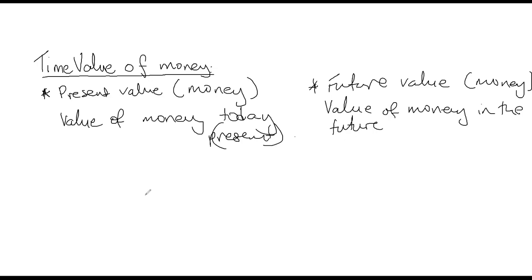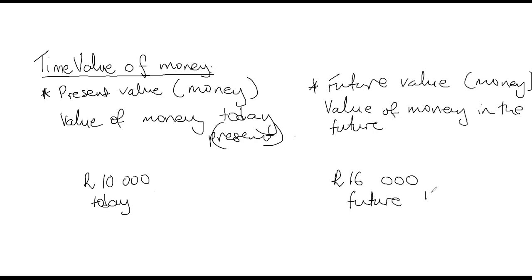You might find that if you deposit 10,000 Rand today in the bank, the bank might say after 5 years, we will give you back this 10,000 Rand as 16,000 Rand. So this is in the future. Let's say it's 5 years later.